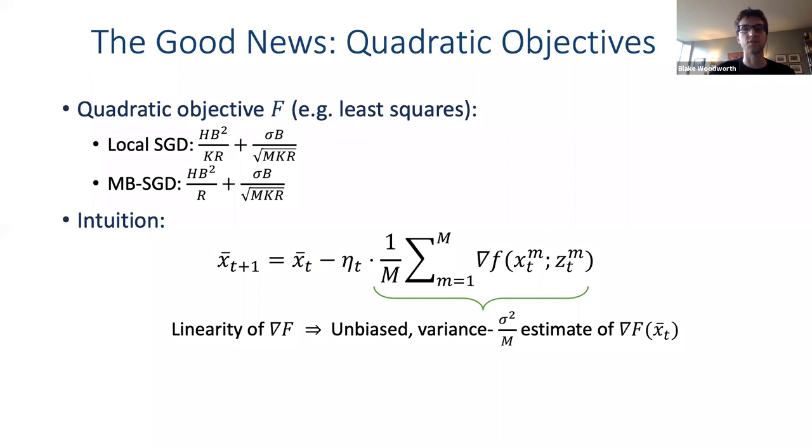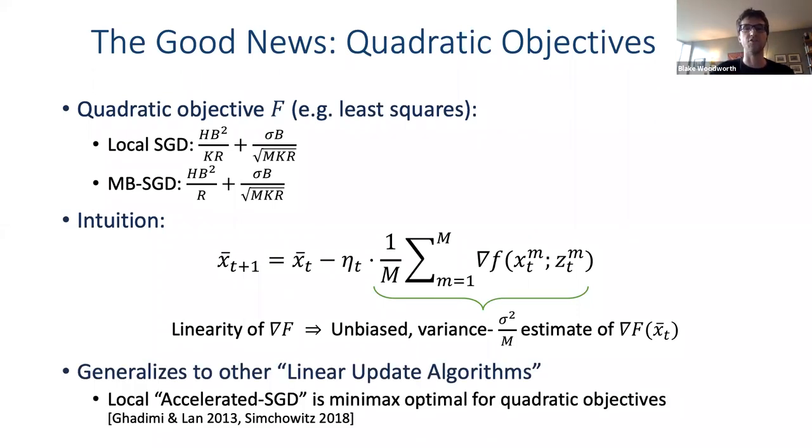And the intuition behind this result is that you can view the local updates as implicit mini-batch stochastic gradient steps for the average of the local iterates. So the linearity of the gradient of quadratic functions implies that the average of the local update directions, this thing, is actually an unbiased estimate of the gradient at the average point. And the variance of this estimate is reduced by a factor of M. And this happens even though the gradients are computed at the local iterates and not at the average iterate.